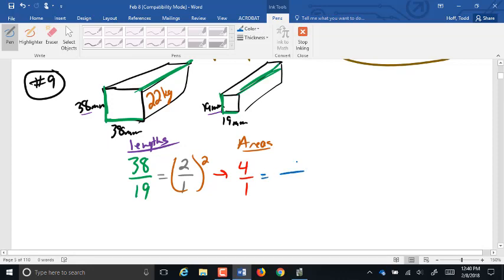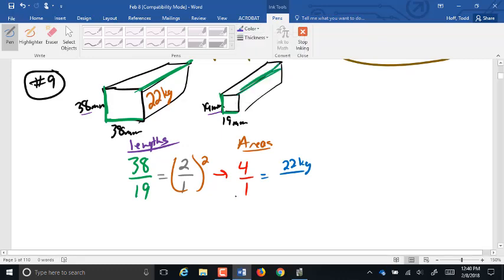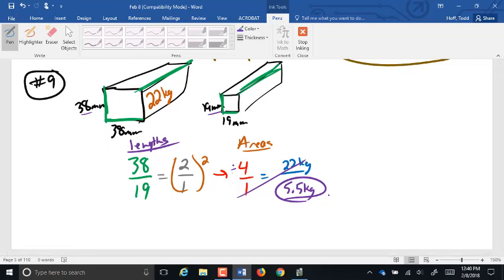Our mass is going to be affected similarly. 22 kilograms is the larger one. Cross multiply and divide. 1 times 22 divided by 4 is a 5.5 kilogram bar. What do you think? Good stuff? No?